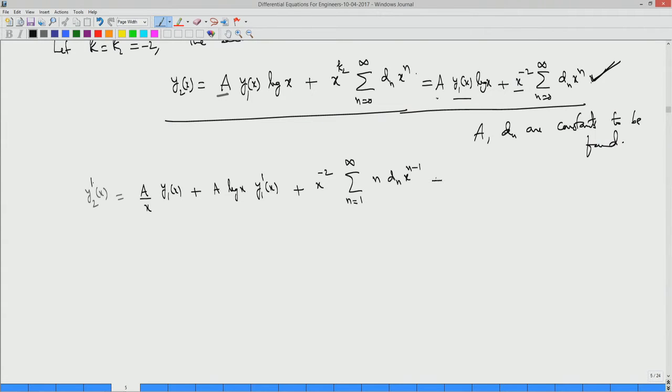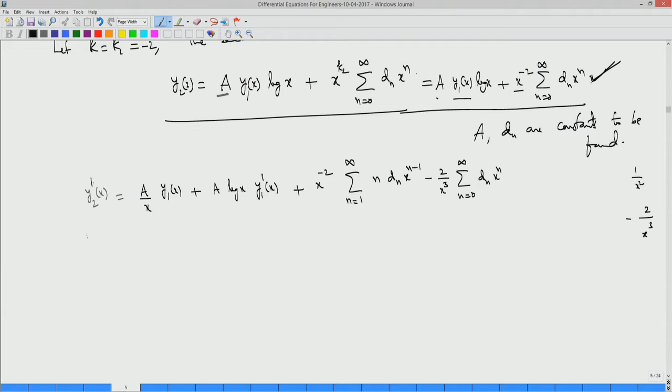And then plus, keep the series as it is and differentiate the other part, x power minus 2. What is the derivative of 1 by x squared? It is minus 2 by x cube. So you have minus 2 by x cube times the series.